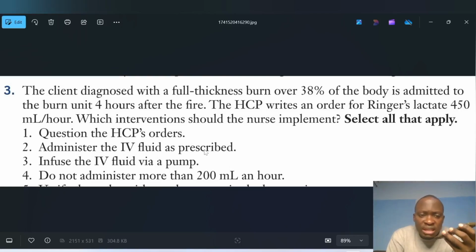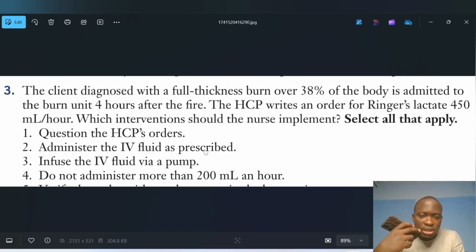Number 3, the client diagnosed with a full thickness burn over 38% of the body is admitted to the burn unit hours after the fire. The HCP writes an order for Ringer's lactate 450 ml per hour. Which interventions should the nurse implement? Select all that apply. How do you select all that apply? By treating each option as true or false.